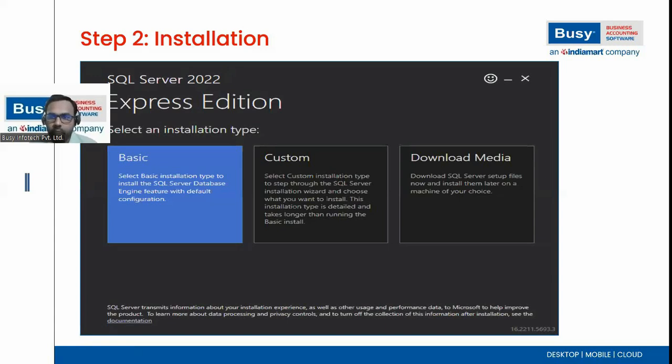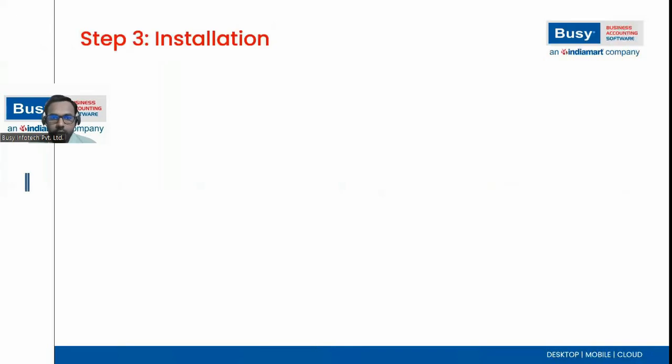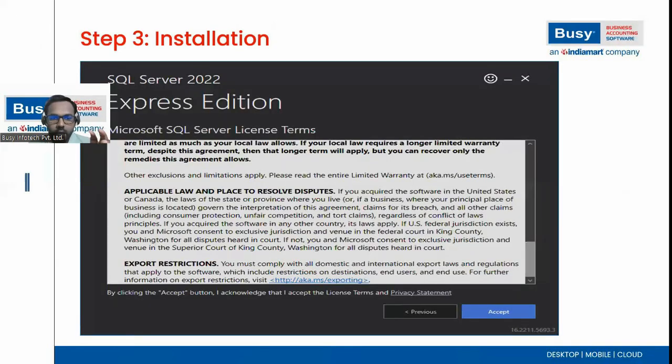If you click on this basic option, then SQL will start the installation. The SQL process is started. And if you click on download media, then the setup file will be downloaded separately. But if you click on the basic option, then that setup will be processed internally. On the next page we get this screen, in which you can read the licensing terms if you want. Otherwise you can just press the accept option and go ahead.